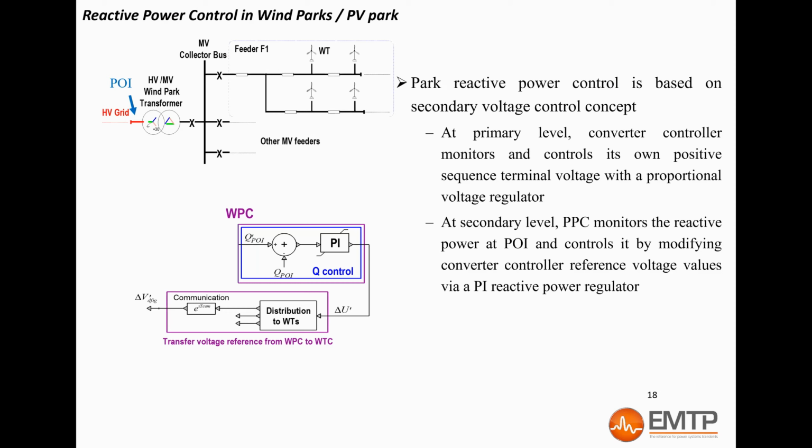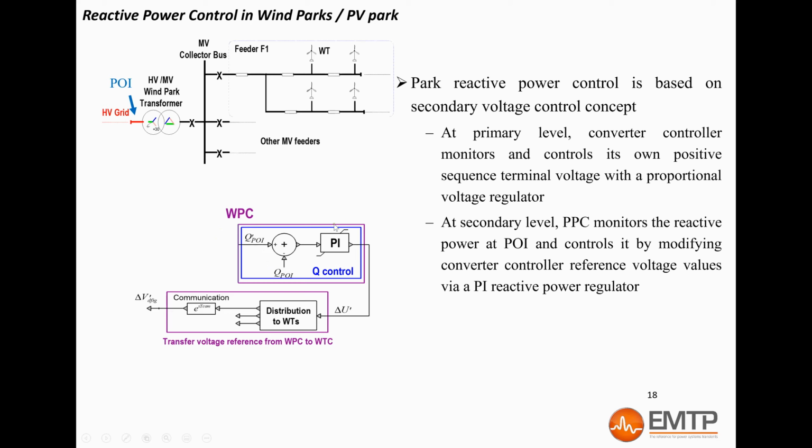The active power loop has a very slow dynamic and can be neglected in most studies. The EMTP generic reactive power control is based on secondary voltage control concept. By default, all controllers in the park control the voltage to 1 per unit. When the PPC operates in Q mode, the measured reactive power at the point of common coupling is compared with the reactive power reference, and the error goes through a PI controller.